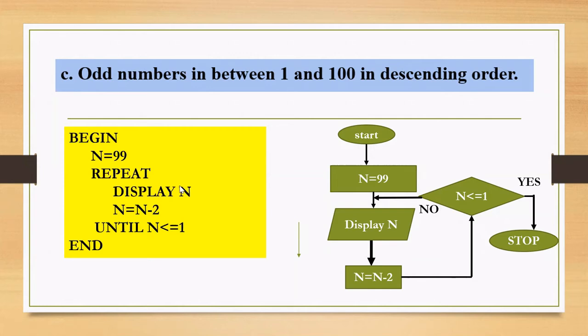So likewise, you can see that 99, after 97, 97 less than or equals to 1, false, then display 97. Then after 97 minus 2 to 95, 95 less than or equals to 1, no, then display 95 also. So just like that, you can see the answers. Same way, you can follow the flow chart also, right? It is very easy. Okay.